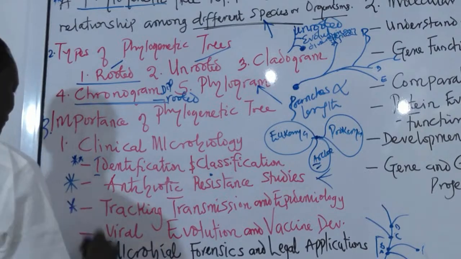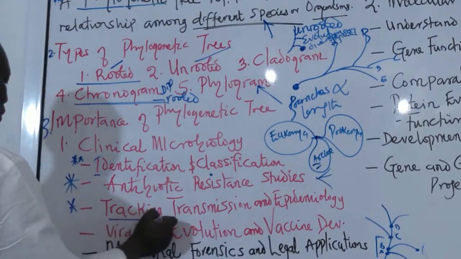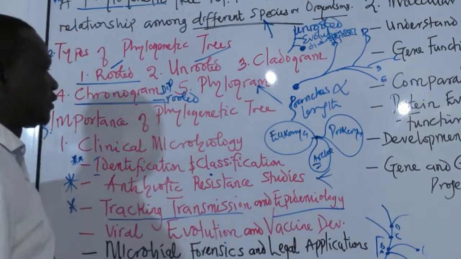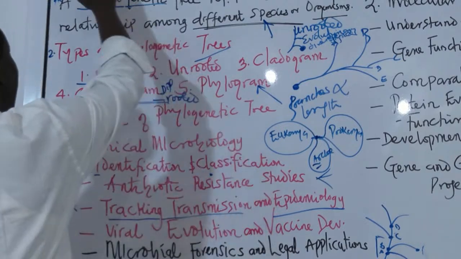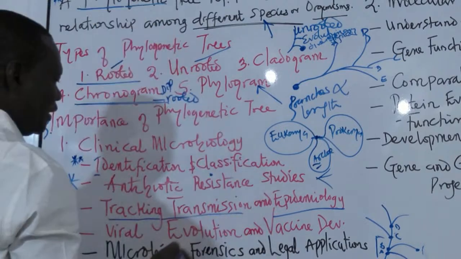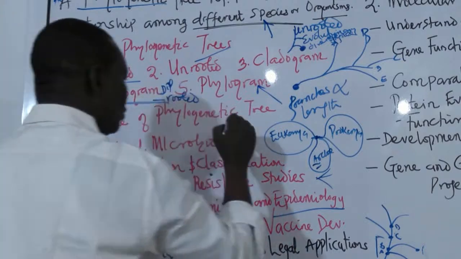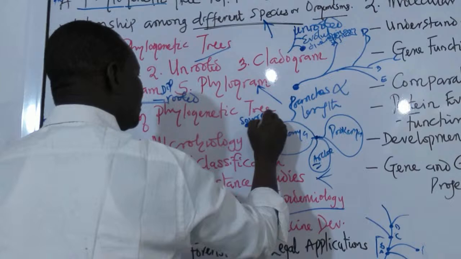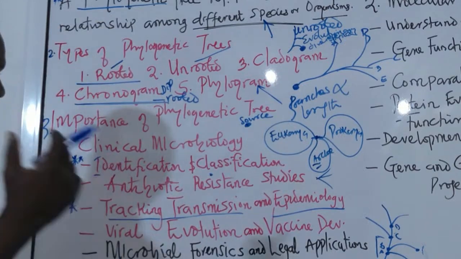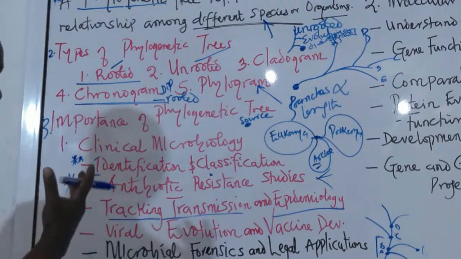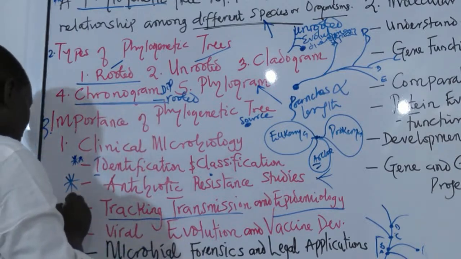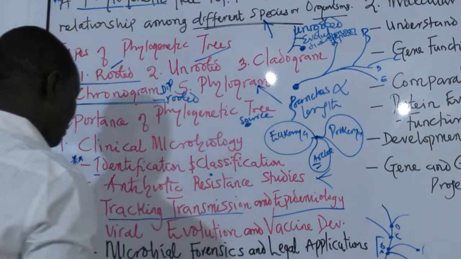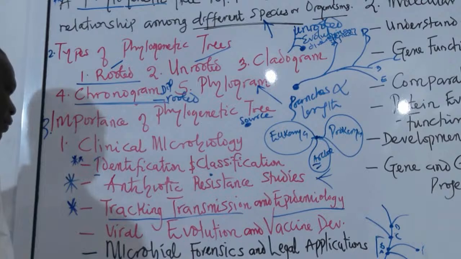Then the third one is that it also helps us to track transmission and rate of infection. For example, if there is an outbreak and you want to know the real source of that kind of infection, you make use of a phylogenetic tree and you'll be able to trace it back to the source. So that is why it is very, very important in this.